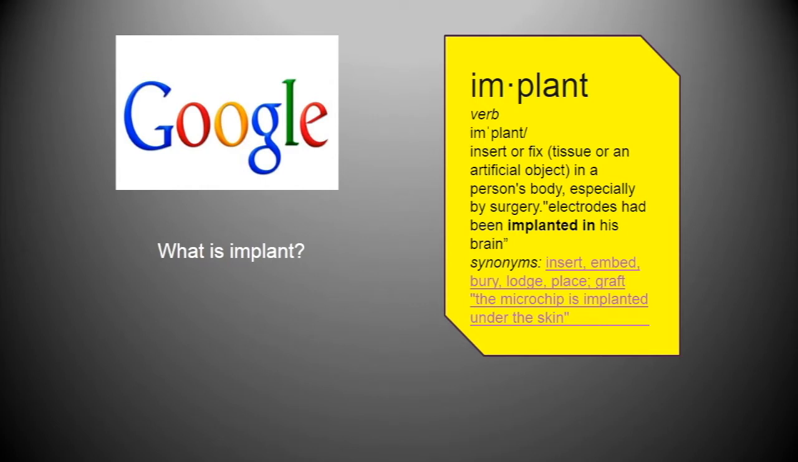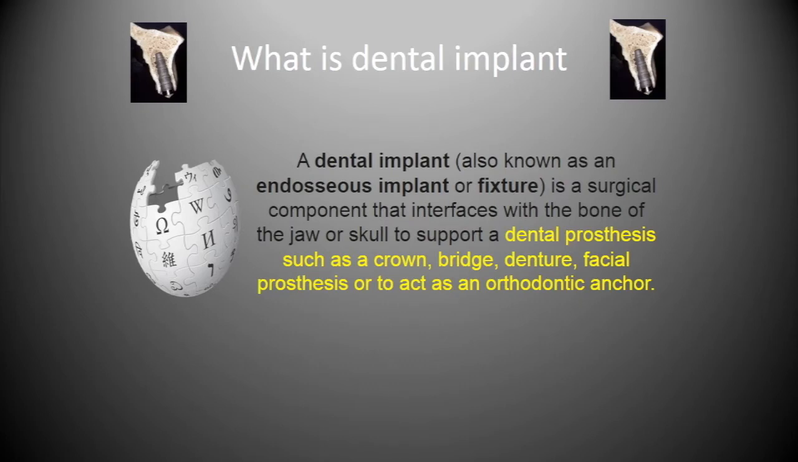In general, implant is a verb which means to insert or fix tissue or an artificial object in a person's body, especially by surgery. It also has synonyms of insert, embed, bury, lodge, place, and graft. In dentistry, a dental implant is also known as an endosseous implant or fixture. It is a surgical component that interfaces with the bone of the jaw or skull to support a dental prosthesis such as a crown, bridge, denture, facial prosthesis, or to act as an orthodontic anchor.